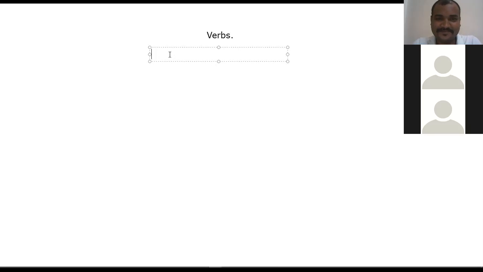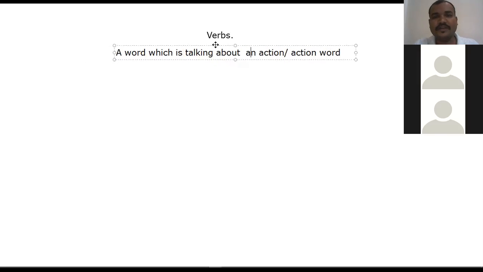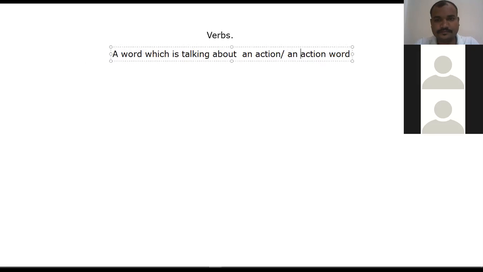A verb is the action, describing an action. So a word which is talking about an action, right? Or an action word simply we can say is known as a verb. Correct? So a word which is talking about an action, or simply an action word, is known as a verb, right? So what are the types of verbs there?